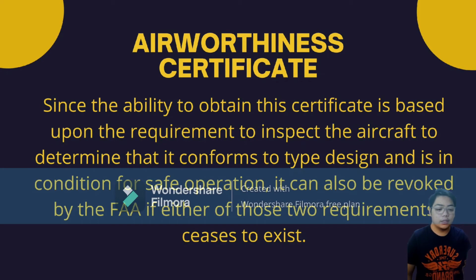Airworthiness certificate: the ability to obtain the certificate is based upon the requirement to inspect the aircraft to determine that it conforms to type design and is in condition for safe operation. It can also be revoked by the FAA if either of those two requirements ceases to exist.